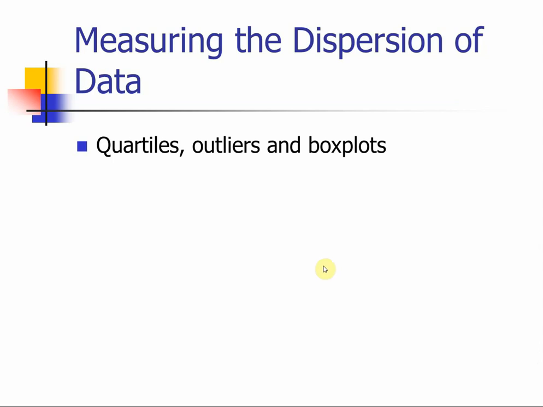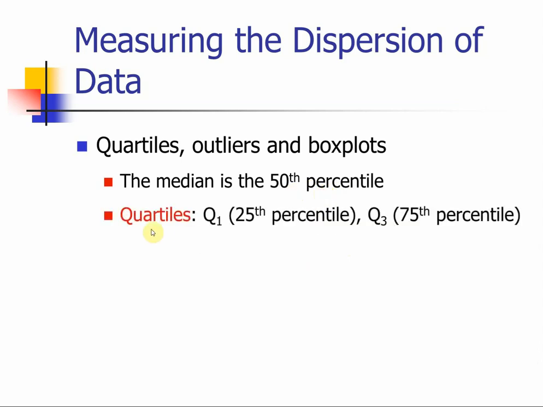Quartiles, outliers, and box plots. To get more information about your values, the box plot is a very useful tool. The median is the 50th percentile. Quartiles: Q1 indicates the 25th percentile and Q3 the 75th percentile. Then you have your Q1, median, and Q3 that define where most of your data is distributed.